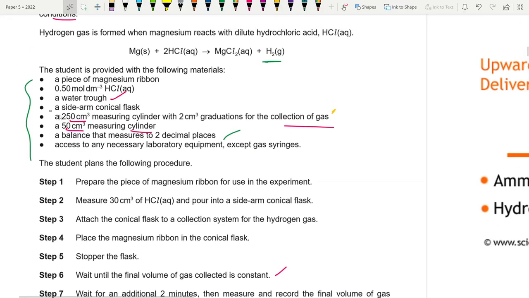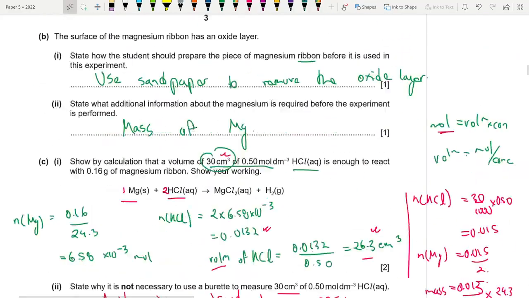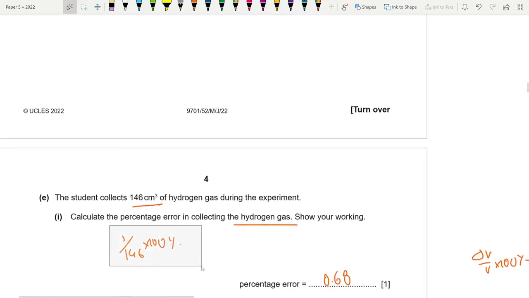So we use this measuring cylinder to measure the gas. The smallest division is 2. So the uncertainty will be half of 2, which is basically 1 cm³. Half the smallest division of your measuring instrument. So the percentage error will be uncertainty divided by actual value times 100%. That's 1 cm³ divided by 146 cm³ times 100%. That gives us a value of 0.68. You have to give your answer to a minimum of 2 significant figures. Okay.